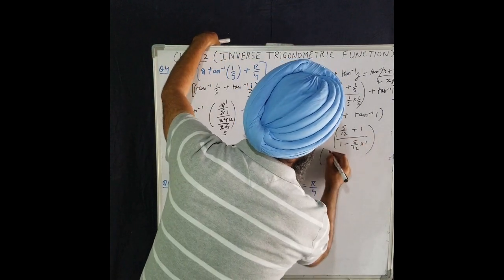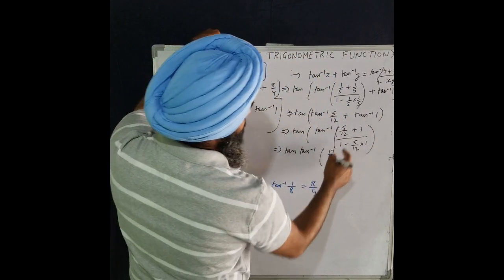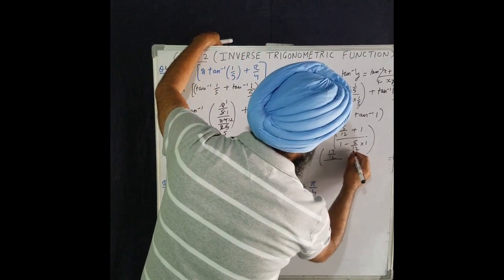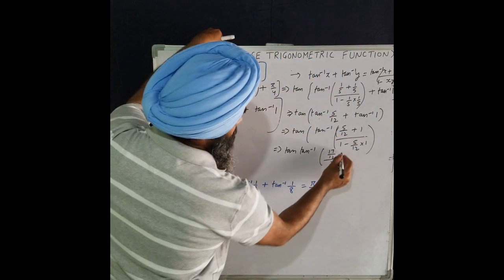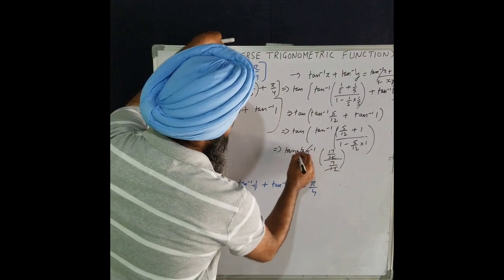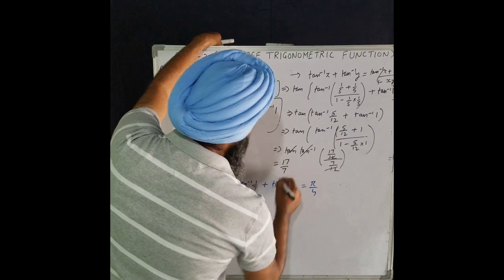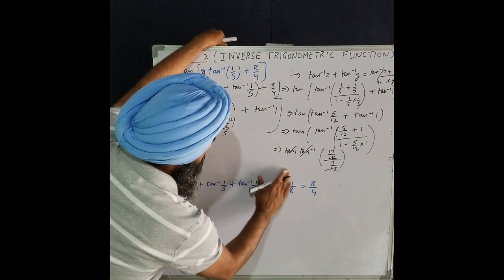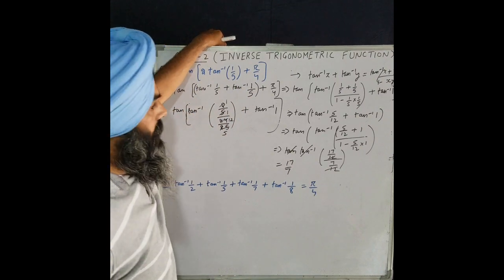12 plus 5, after taking the LCM it will come 17 upon 12, okay. Here 12 minus 5 beta, it comes out to be 7 upon 12, okay. So the 12s will cancel out, and tan inverse and tan get cancelled out, the value comes out to be 17 upon 7. This is your answer beta.